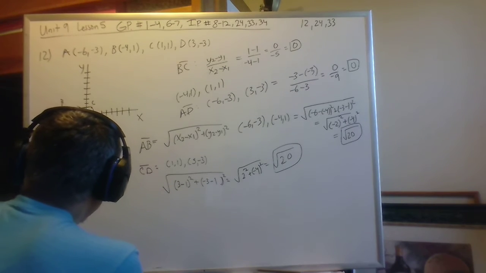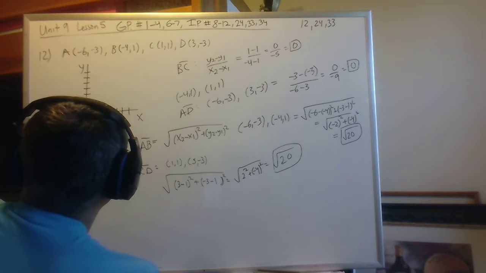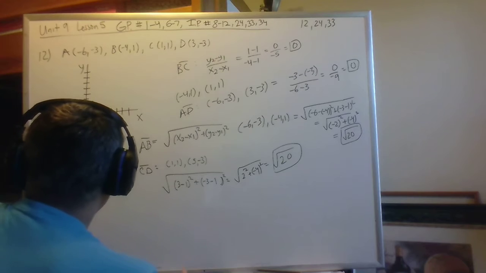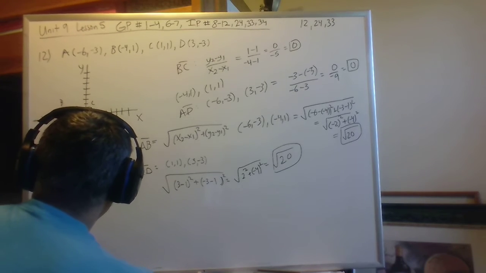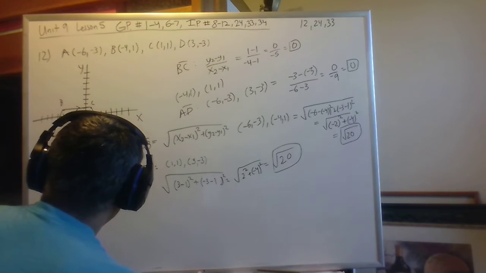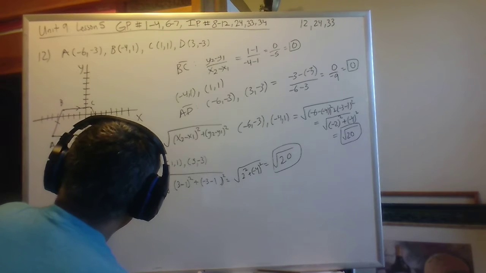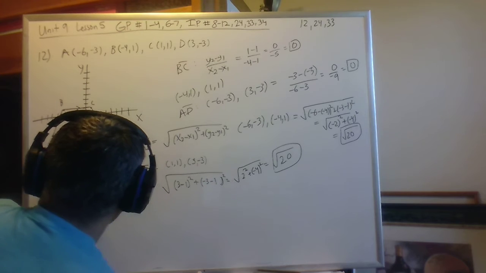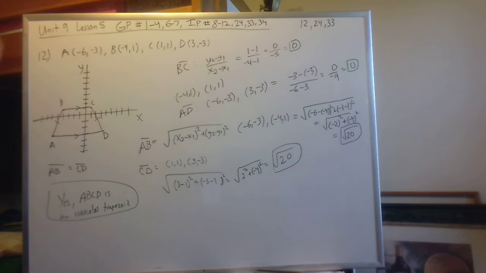So yes, ABCD is an isosceles trapezoid. Okay, so that is problem 12.